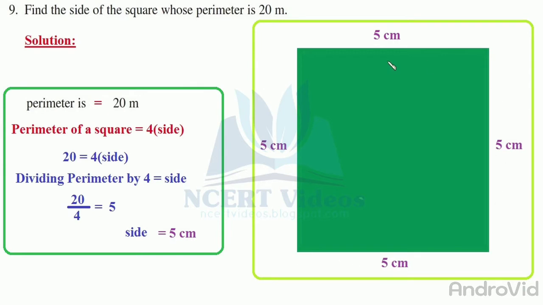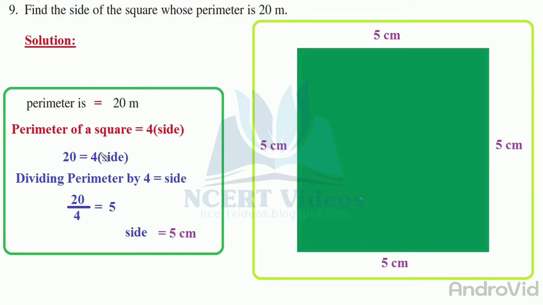This time perimeter is given, not the sides. We have to find the sides. So we will write the formula first of all. Perimeter is equal to 4 into side, and we will substitute perimeter as 20 in the formula, and we will write 4 into side as it is.